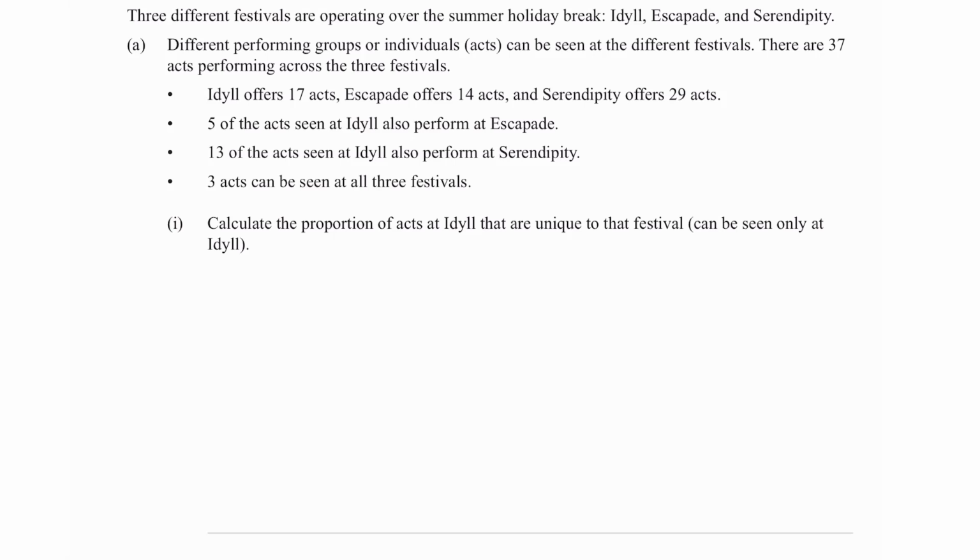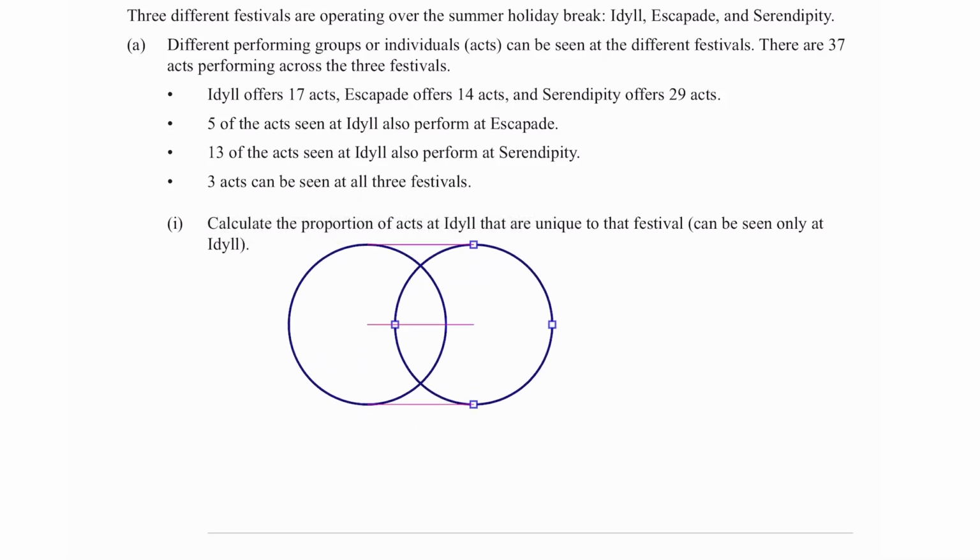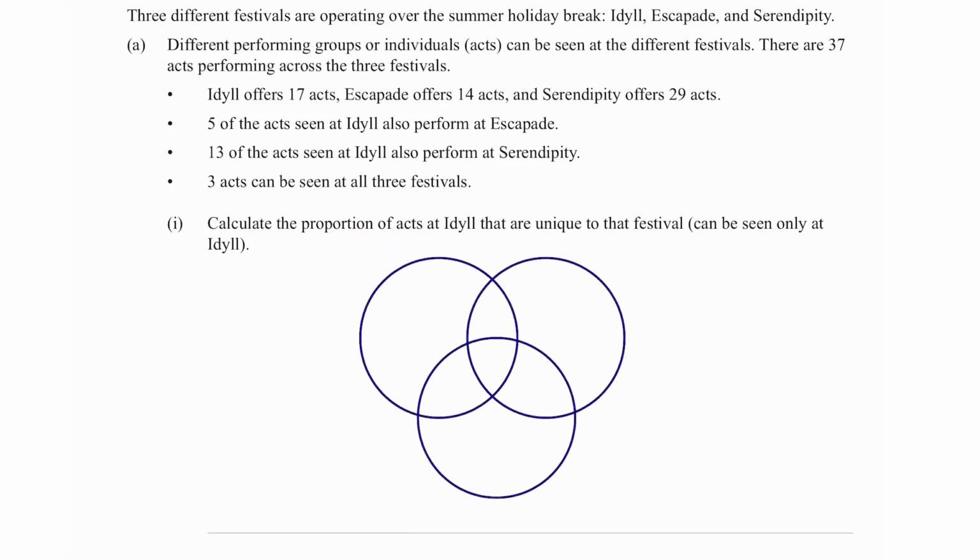So before we do that, we're probably going to need to draw a Venn diagram, right? So let's draw our 3-way Venn diagram. So got my 3 circles, and let's use the information that they've told us to calculate what we want to know. So we know that 3 of the acts can be seen at all 3 festivals. So we know that this is going to be a 3 in here, and let's call this I, let's call this E, and let's call the bottom one S.